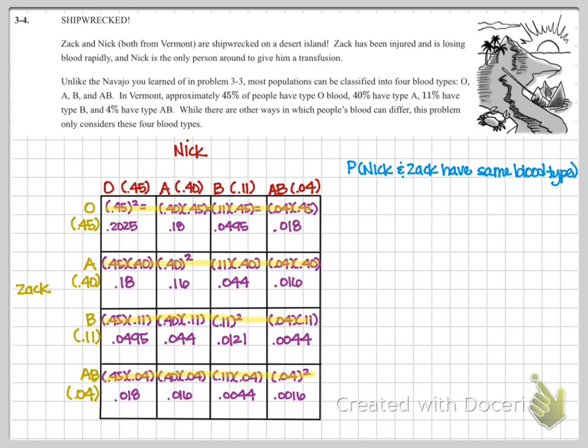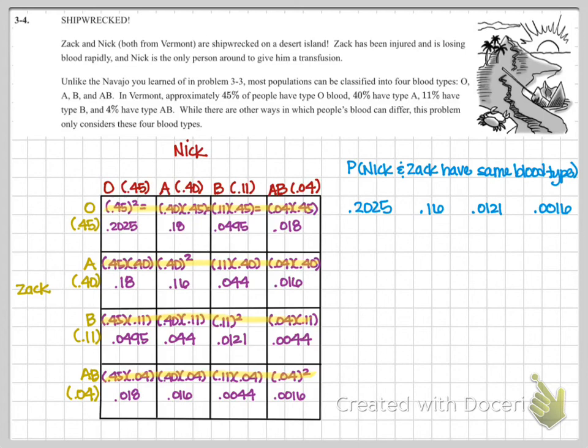So the next thing that we want to do, it's only one question that goes with this, and we want the probability that Nick and Zach have the exact same blood type. Okay, so maybe they both have O. If they both have O, then the probability of that would be the first box, which is 0.2025. Well, maybe they both have A. If they both have A, that's 0.16. Maybe they both have B. If they both have B, that's 0.0121. Or if they both have AB as their blood type, that would be 0.0016.